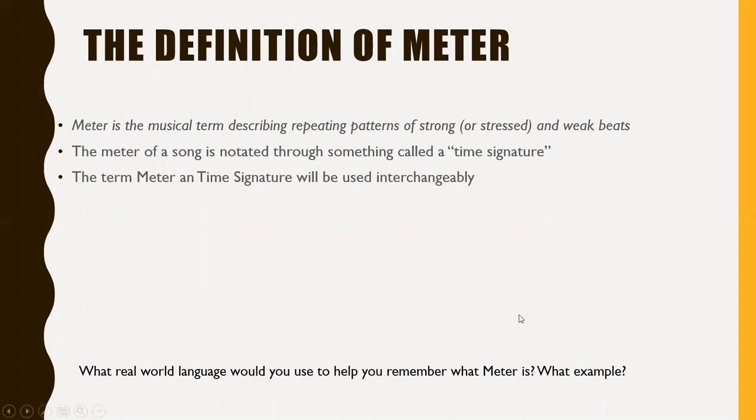And in real world language, how do you remember what a meter is? In the real world, what example? Mine would be, oh, a meter is a unit of distance, or a meter is a measure of how many centimeters are in a meter. So a meter is just a measurement, and in our case, it is a measurement of beats.